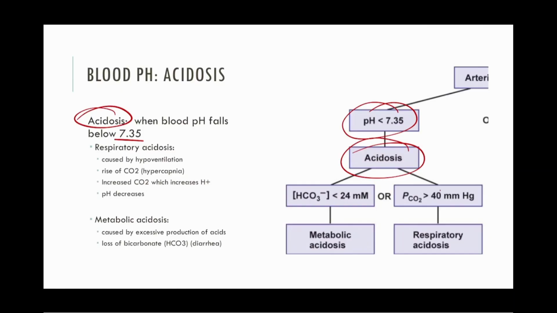If the CO2 is greater than 40, we know we have a respiratory problem because CO2 is altered, which is a respiratory variable. If the bicarb is low, which means we're buffering a lot of acid, we're eating up a lot of our bicarb, there's not enough left, it's dropping because we're trying to neutralize all this acid, then we know it's a metabolic cause for that acidosis. So you have to know your normal values for bicarb and CO2. Remember 40 and 24.